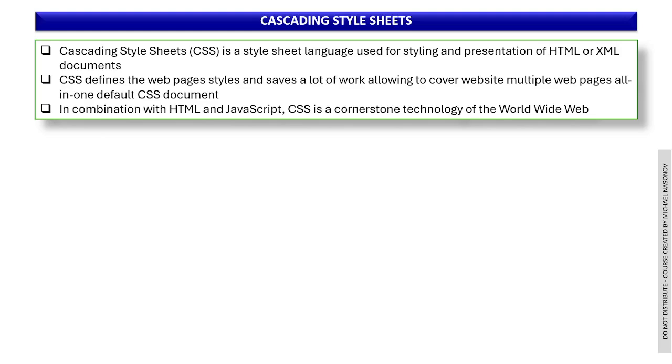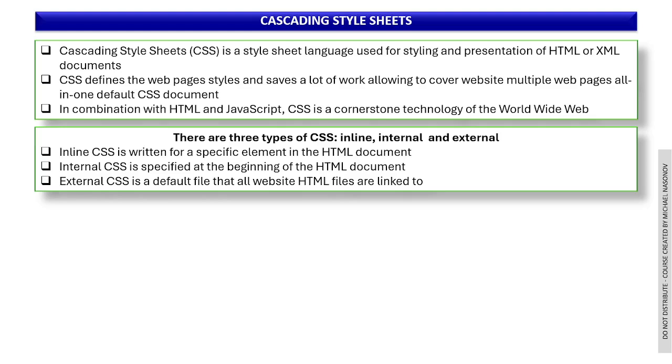Cascading style sheets. Cascading style sheets, or CSS, is a style sheet language used for styling and presentation of HTML or XML documents. CSS defines the web page styles and saves a lot of work, allowing you to cover multiple web pages of a website all in one default CSS document. In combination with HTML and JavaScript, cascading style sheets is a cornerstone technology of the World Wide Web.